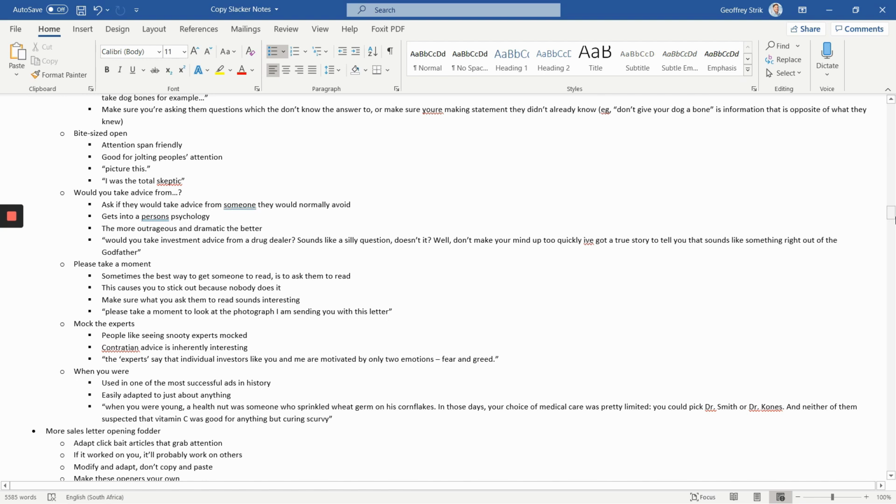So modify and adapt, don't copy and paste. Guys, you don't want to steal copy. That's very important. When you steal copy, you get in a lot of trouble. You want to adapt copy, you want to take inspiration from copy. When you understand the different elements at play and how they interlink with one another, you can get inspiration from the way that people use copy effectively.